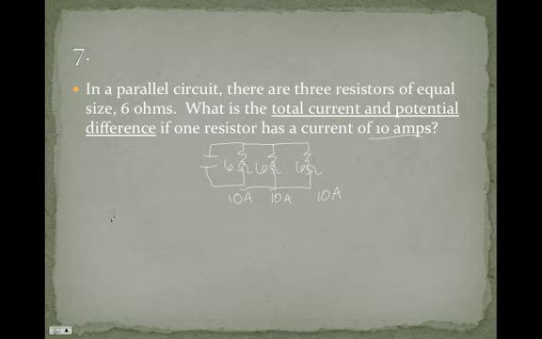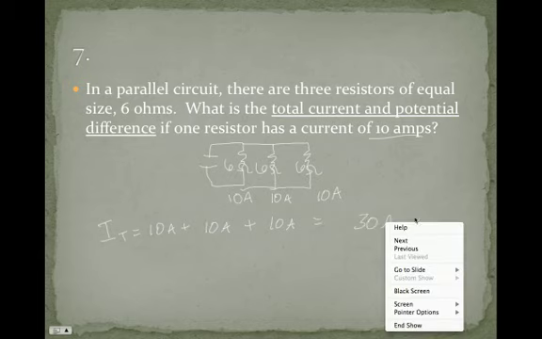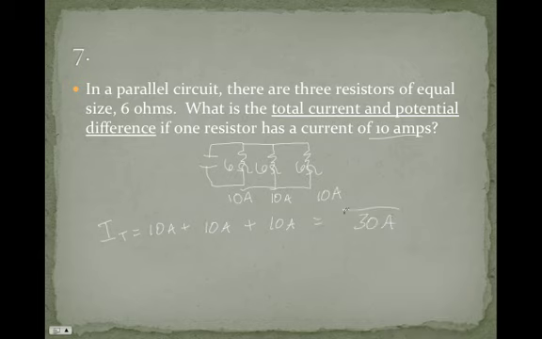Now, what that actually does for us then is that the total current is equal to 10 amps plus 10 amps plus 10 amps. So the total current is 30 amps. And I'll show you a different way of doing that in a second.